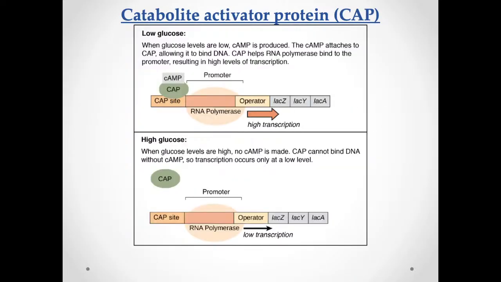And then cAMP, how is it working? As I told, if there is low glucose, cAMP will be made. It will attach to the CAP and let it bind to the CAP site, and hence you will have high transcription. But if there is high glucose, then cAMP will not be made and it will not attach to the CAP, and CAP will not attach to the CAP site. Hence your RNA polymerase will be attached, but you will have low transcription.